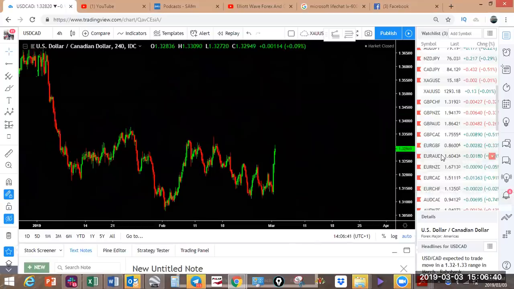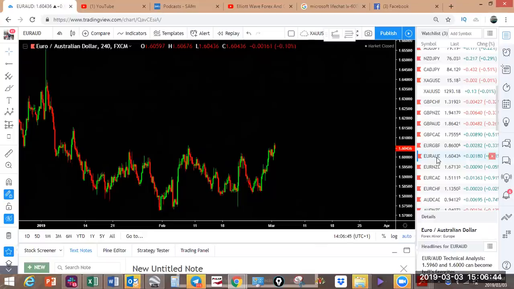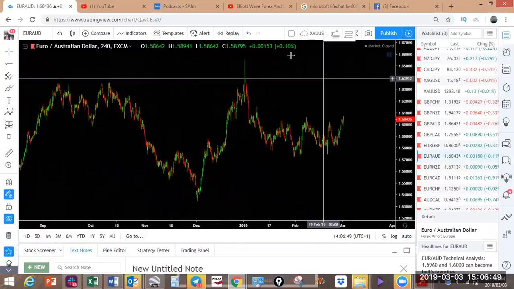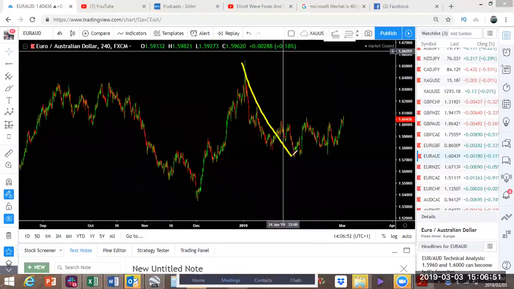So you see, it's important not to trade the market in isolation. If we're just looking at EURAUD alone, this one looked like it was just going to be a corrective structure. It's a pulsing move, corrective structure, and we're coming down.